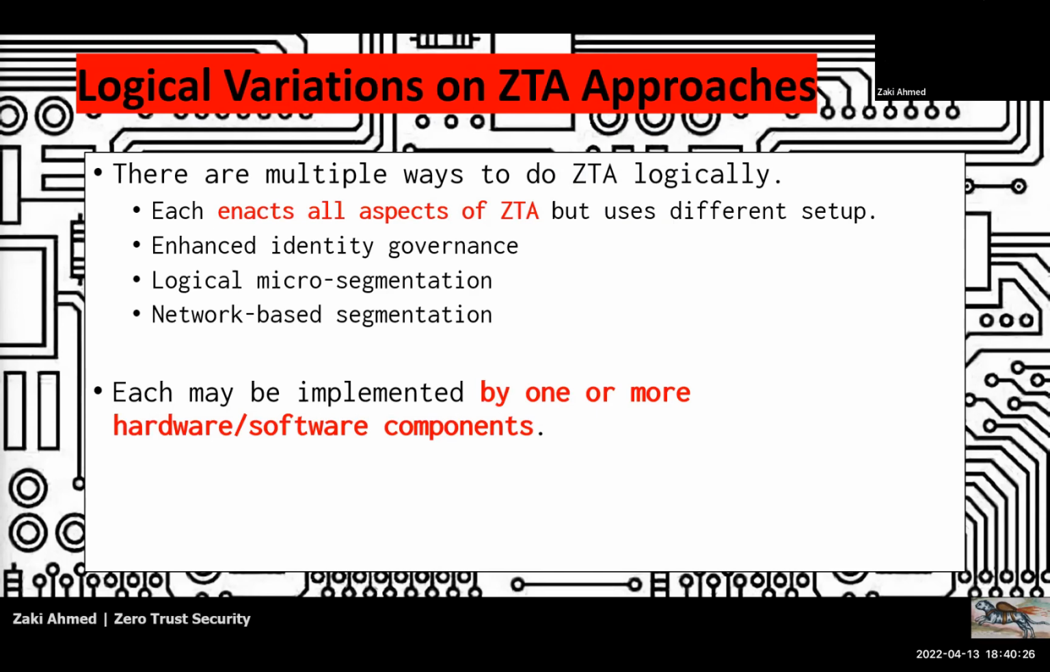Logical variation on ZTA approaches. There are many ways to enact a ZTA logically. The approaches include enhanced identity governance, logical microsegmentation, and network-based segmentation. These approaches vary in components and policy rules. Each approach implements all the tenets of the ZTA.